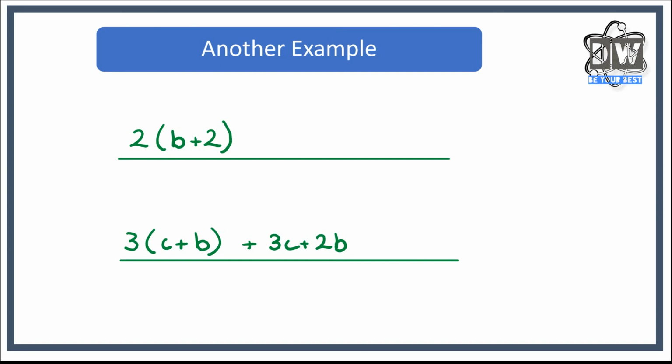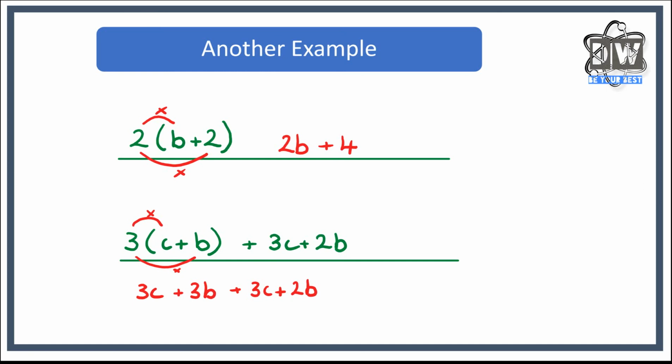So for the top one, we've got 2 times b gives me 2b. 2 times positive 2 gives me positive 4. Now for the ones underneath, we're going to multiply the brackets first using what we call BIDMAS, order of operations. So we're going to say 3 times C gives me 3C, and we'd write that underneath. 3 times B gives me 3B. And then we've also got plus 3C plus 2B.